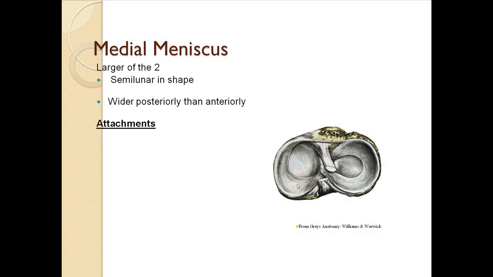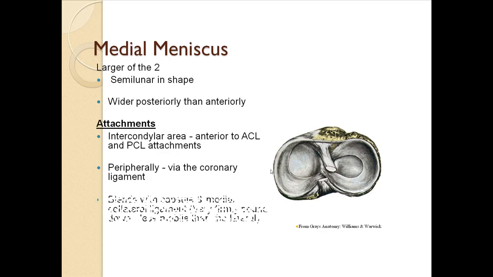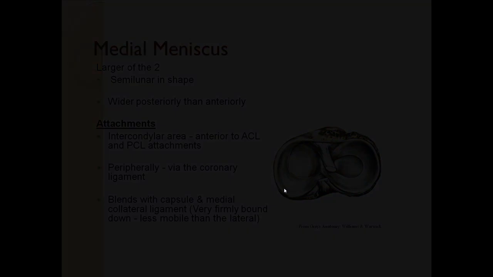The medial meniscus is the larger of the two. It's semilunar in shape, and it's wider posteriorly than anteriorly. Its attachments are onto the intercondylar area of the superior aspects of the tibia. So here it's attaching anterior to the ACL. Posteriorly, it's attaching posterior to the PCL here. Peripherally, the meniscus is bound down fairly firmly via a structure called the coronary ligament, and because the medial collateral ligament blends with it, as does the capsule, it's very stable on this section here. So it's the more stable of the two menisci. It is also the meniscus that gets damaged most commonly in dynamic situations.